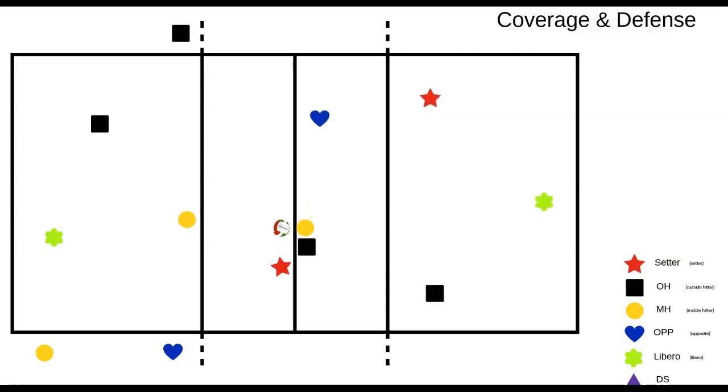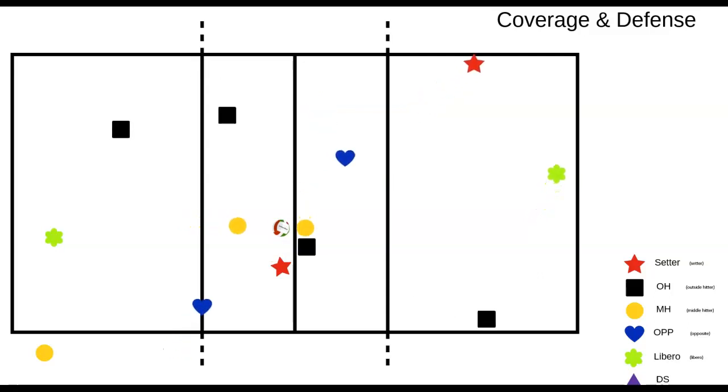So on a middle hit, we're watching what the movement looks like and the coverage looks like. Let's watch it one more time.